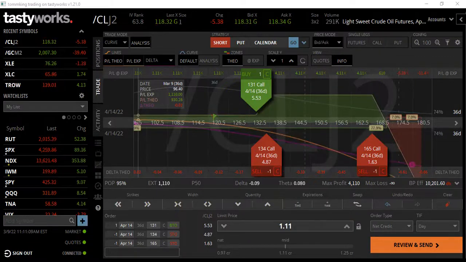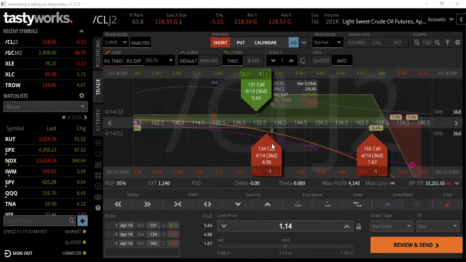What can shoot oil up? Who knows? I mean, the U.S. has already said we're not buying. I'm posting this in the Slack channel. So the U.S. has already said we're not buying oil, and oil's selling off on that news.